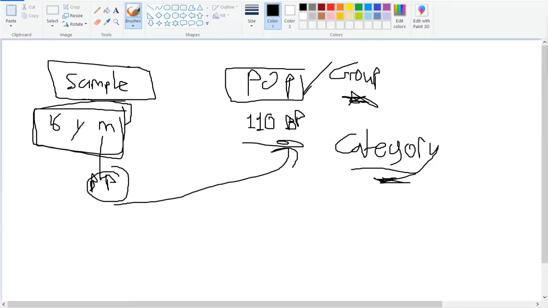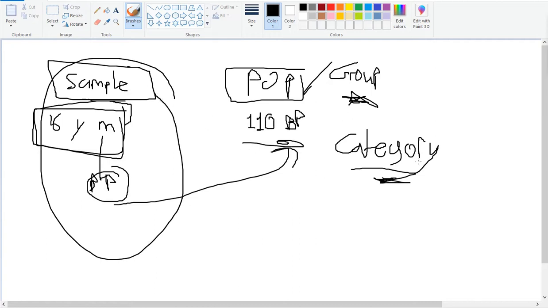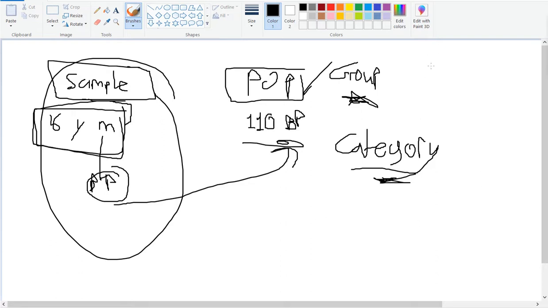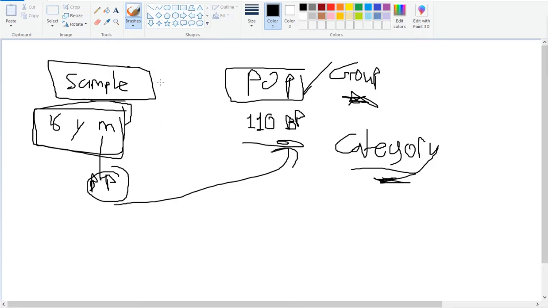So this is the question that you're given. You're given a sample, and you are asked, are they within the category of folks with 110 blood pressure or not? And you run Excel to find out. So this is comparing a sample to a population, or you could say to a group, or to a category. I like the word category best. It fits.